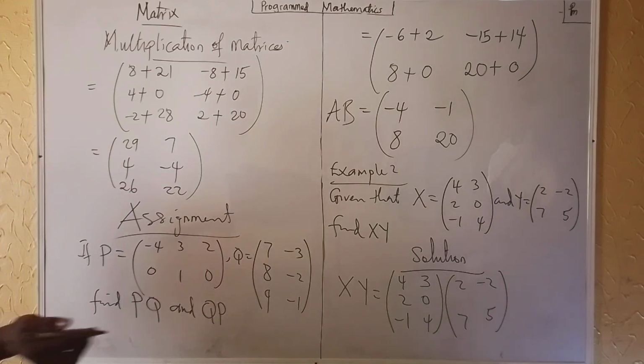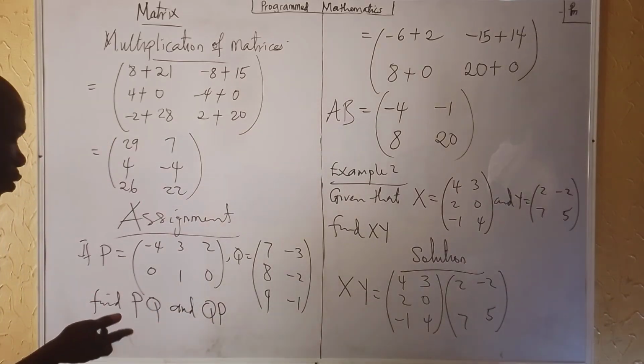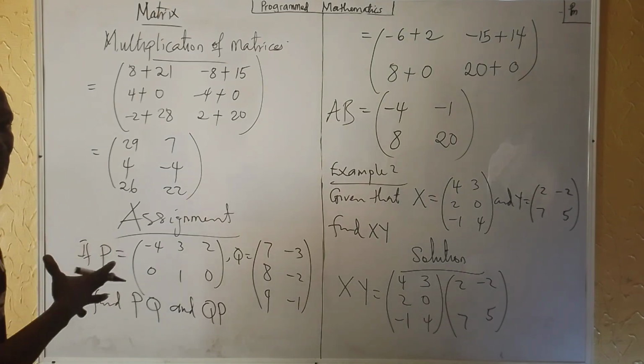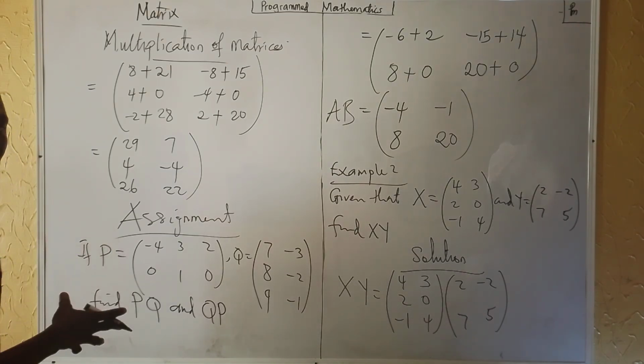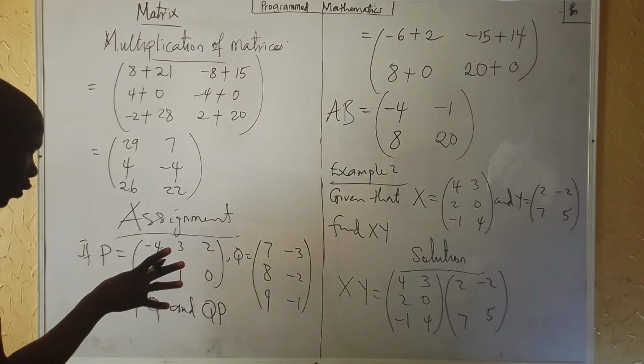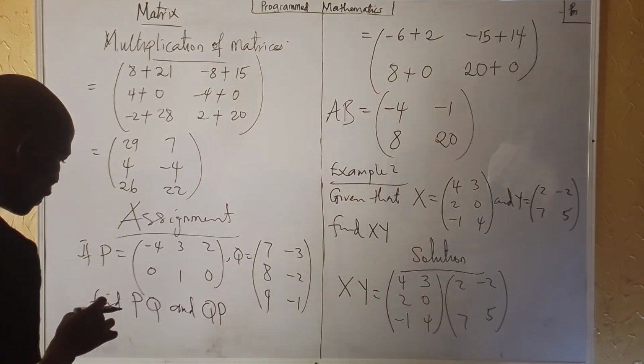Don't forget, I've told you, before you set into multiplying one matrix by another, try to check first if these matrices are actually conformable for multiplication, in the order of appearance. So it's very, very important you follow that.